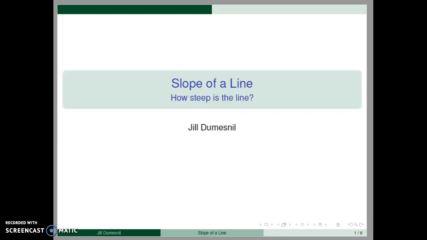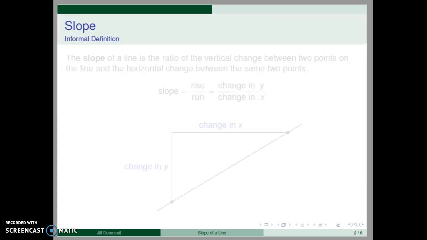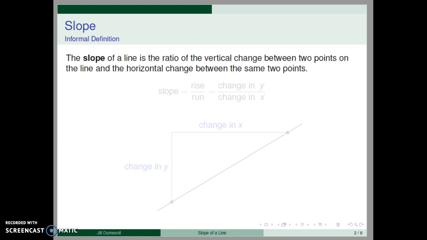The slope of a line basically answers the question, how steep is the line? The informal definition of slope is the following. The slope of a line is the ratio of the vertical change between 2 points on the line and the horizontal change between the same 2 points.